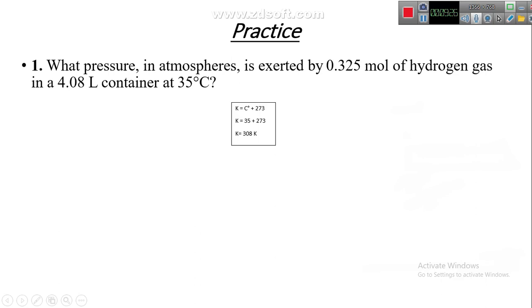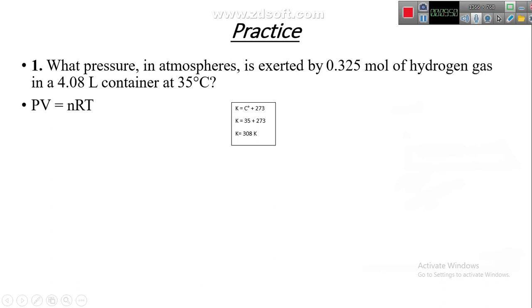Kelvin temperature is equal to the Celsius degree given in the question, 35 Celsius degree plus 273, which is equal to 308 Kelvin. And what is needed in the question? It asks about the pressure in atmosphere.